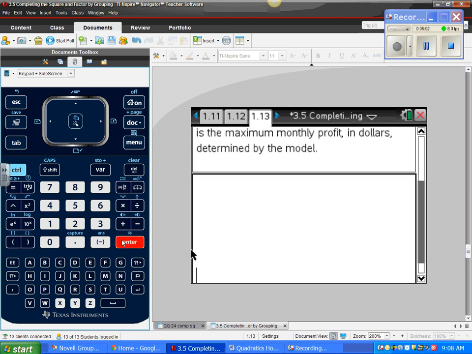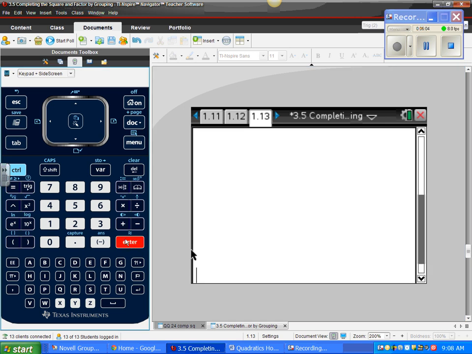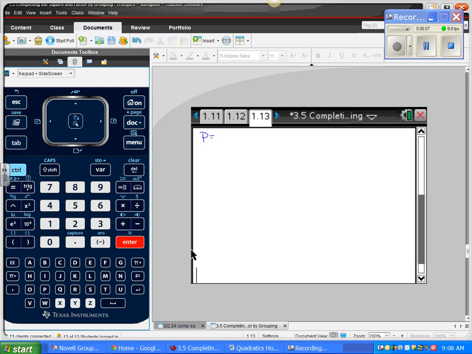Negative s squared plus, you guys are going to have to tell me what that was. P equals negative s squared. Okay, so let's do it using completing the square. Okay, so what's the first thing I'm going to do?